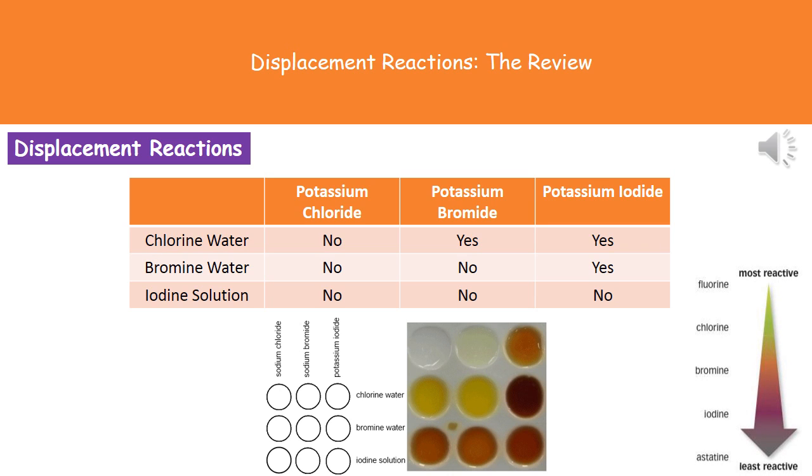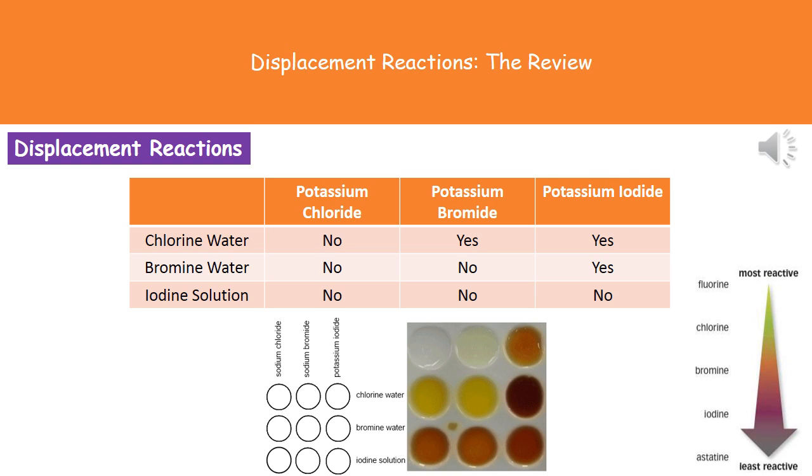What we've got in the table there then is the actual experiment results that you should have got when you did this practical in class. And at the bottom of the picture there that you can see are the actual results that hopefully you did see. So what we did in our experiment then was that we took our 3 different solutions of metal halides. So we had sodium chloride, we had our sodium bromide and our potassium iodide. Then what we did was we added our chlorine water, bromine water and iodine solution to those 3 different chemicals.